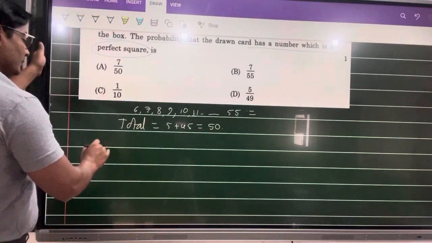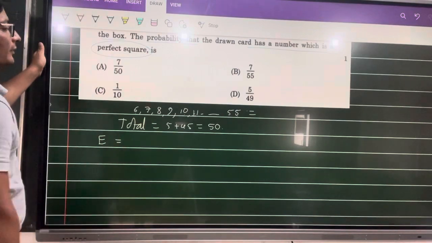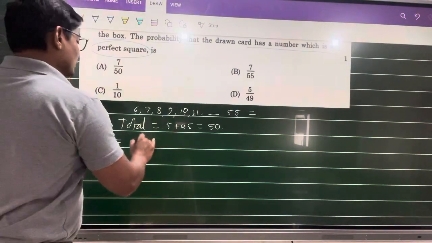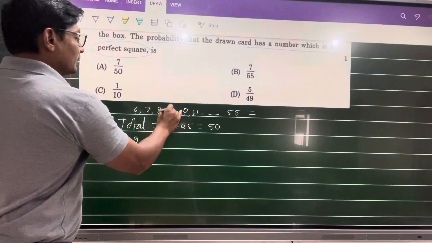Now what is the required event here? The required event is a perfect square. The first square that we are going to get here is 9.